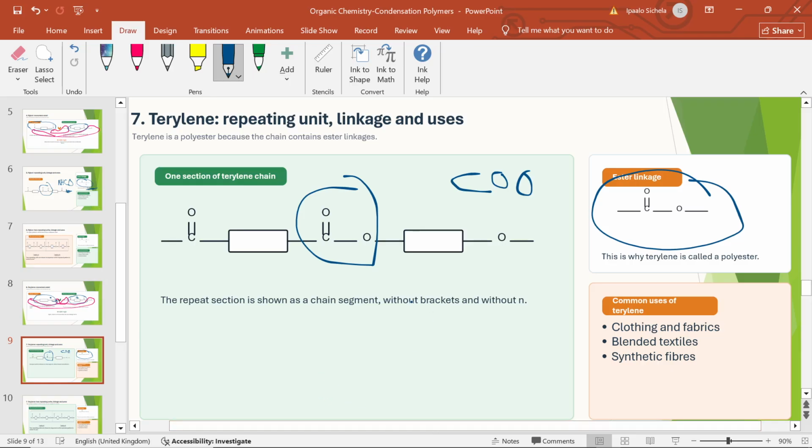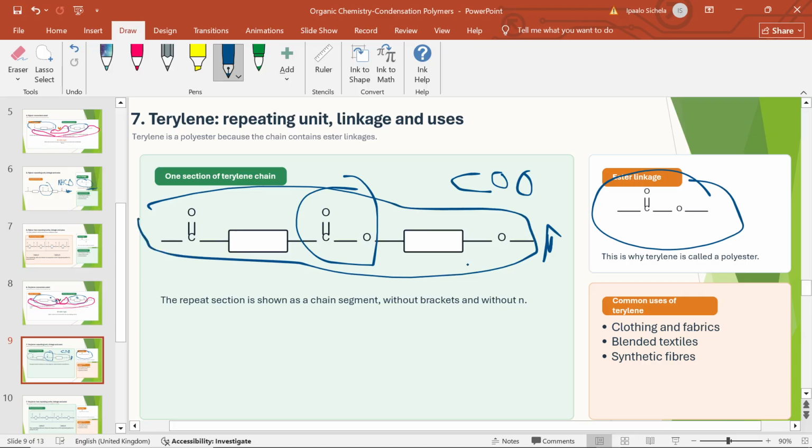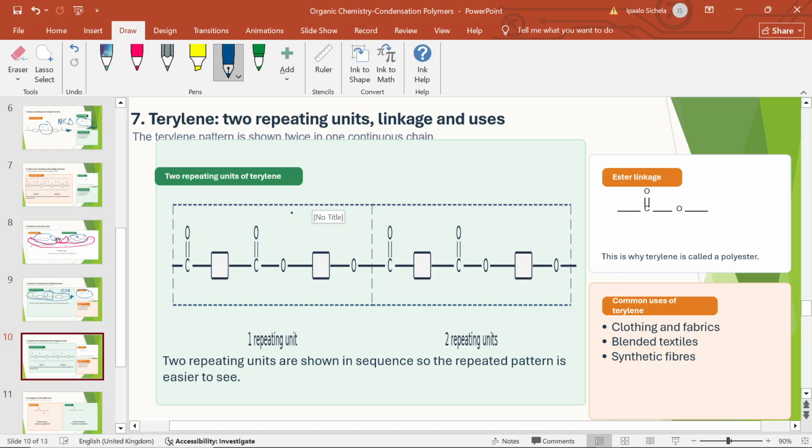Now, what if in the exam you were told to write 2 repeating units of terylene? How would you write it? You would just write the exact same thing that you've written here, and just put it at the end. You copy what you've written here and write it here, combined. Now it would look like this. As you can see, you just write the exact same thing again, combined. Then you have 2 repeating units of terylene.